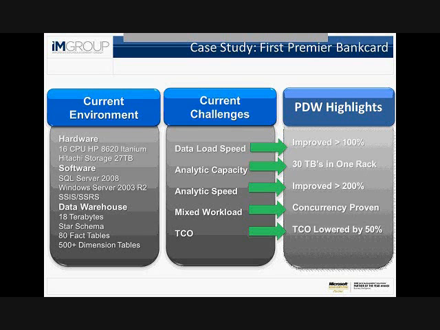Now implementing PDW, they've identified a number of savings through that. So one customer who's taken what was an existing SQL Server system, moved it to PDW, and identified a number of different tangible improvements, both in experience and in actual cost.